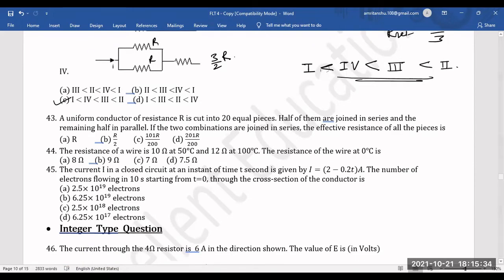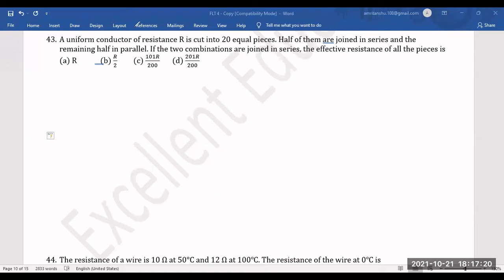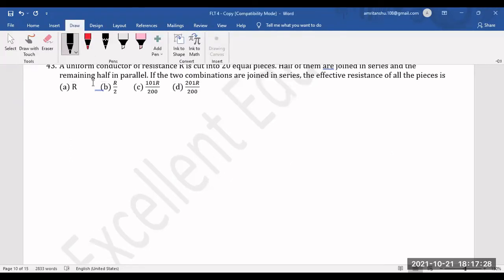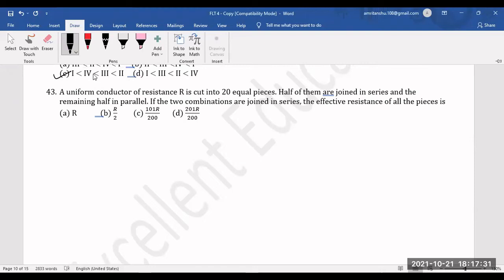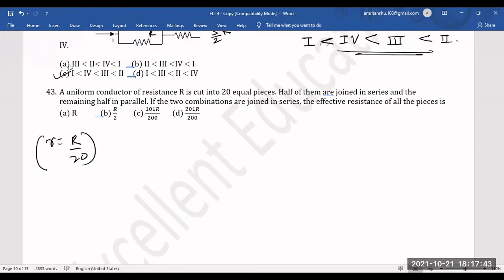Let's see question number 43 now. So it says a uniform conductor of resistance R is cut into 20 equal pieces. So 20 equal pieces makes the resistance of each piece R by 20. That is the resistance of each piece. Now 10, or half of them, are joined in series, meaning 10 of them are joined in series. That makes the resistance in series 10 into R, and we'll put the value later.